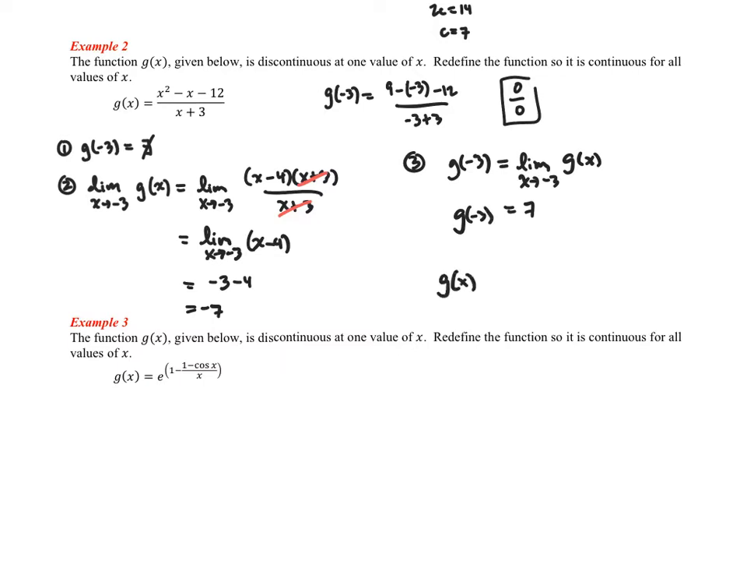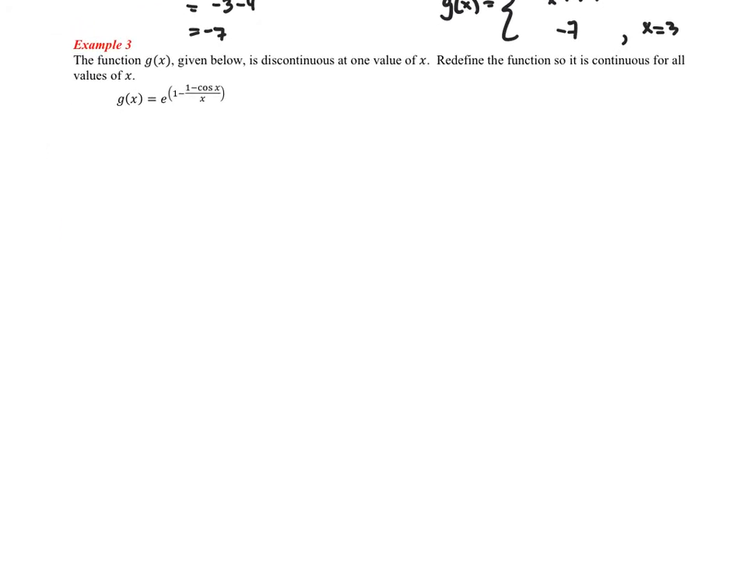Therefore, g of x will equal, that wasn't my best set of braces, let's try that again, that's better. Okay, g of x will equal x squared minus x minus 12 over x plus 3 when x is not equal to negative 3, and when x is equal to negative 3, we're going to then have an output of negative 7. Okay, let's look at another example on the following, I guess it's on this page. The function g of x is given.